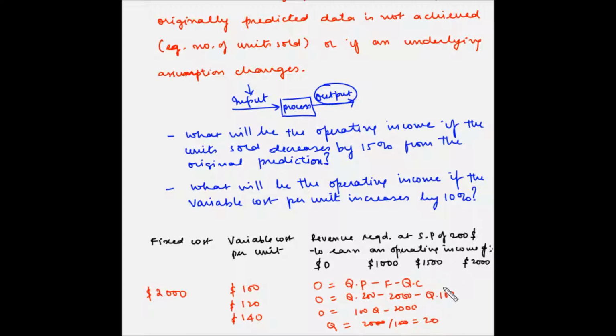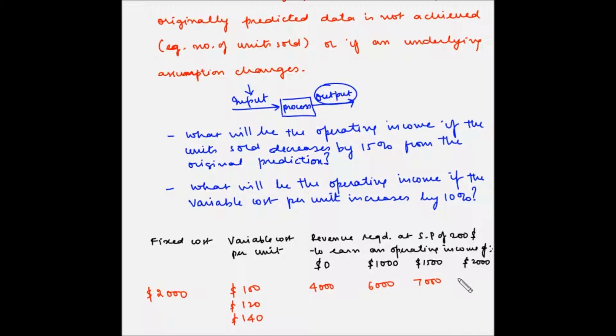So 20 multiplied by 200 is $4,000. So the revenue required in order to break even at a variable cost of $100, fixed cost of $2,000, and selling price of $200 is $4,000. So we'll note 4,000 here. Similarly, for the other targeted operating income at variable cost of $100, the revenue required is 6,000, 7,000, and 8,000. Again, all these are in dollar terms.